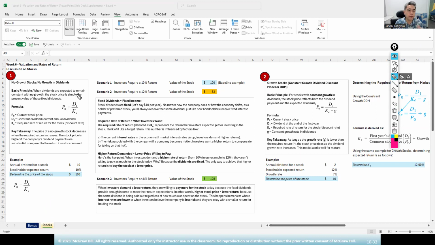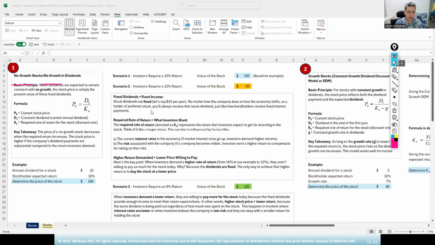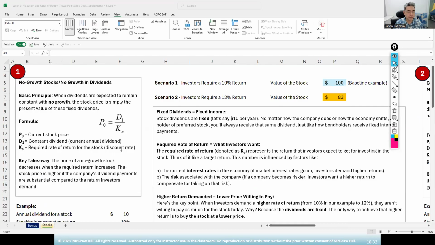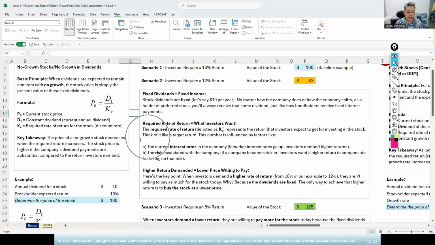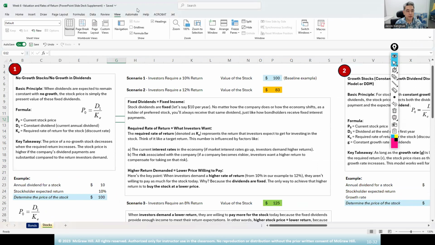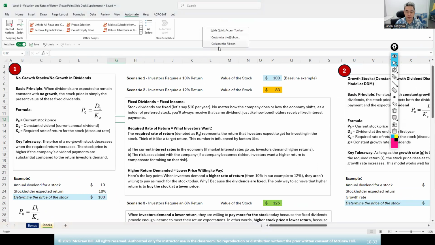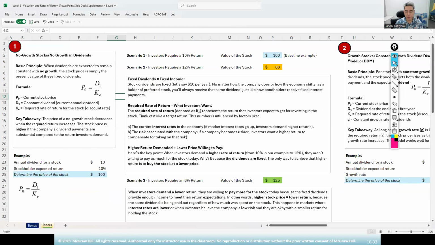Now, let's go to the first scenario that we're trying to take a look at. There is no growth on the stock, no growth on the dividend. So the basic principle is that, just make it big, and then we will size it properly. So not too crazy. Collapse the ribbon, so we have more space. There you go. So no growth stock, no growth in dividends.